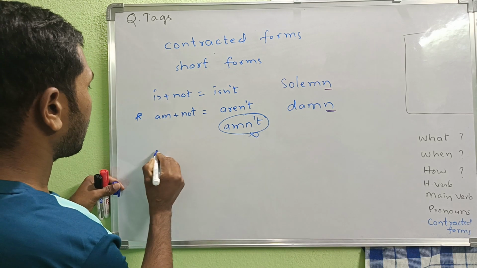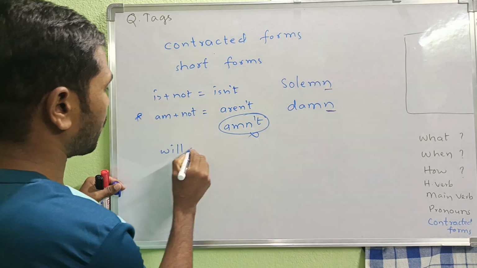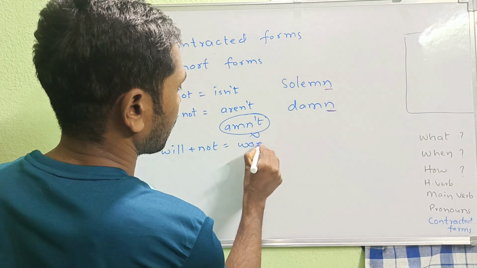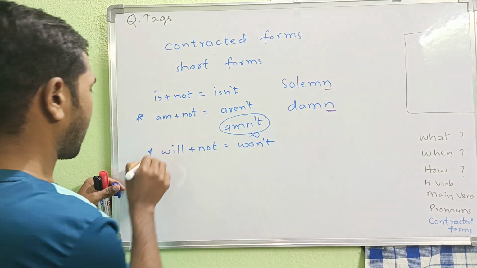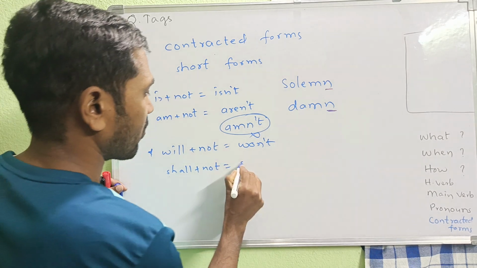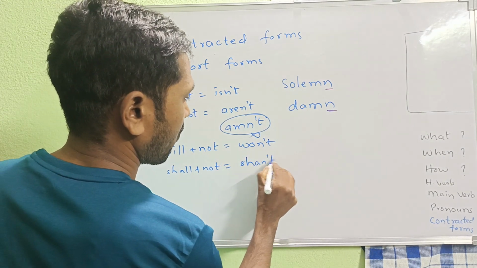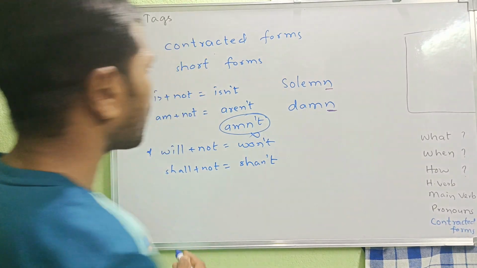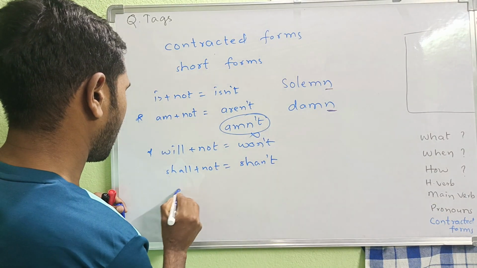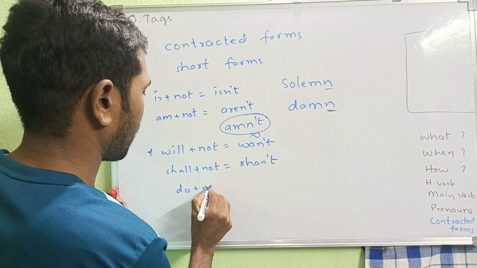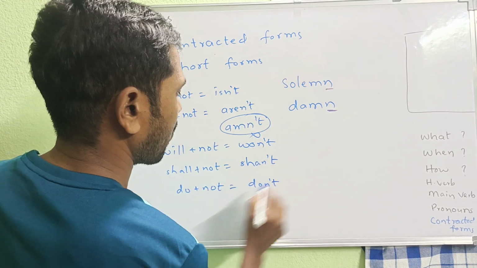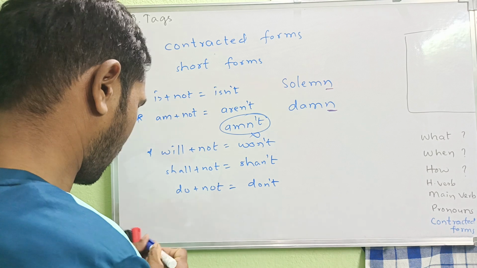Next, some important things you need to know. Will plus not: won't. This is very important. Next, shall plus not: shan't. The remaining ones are very easy to write. Do plus not: don't, etc.